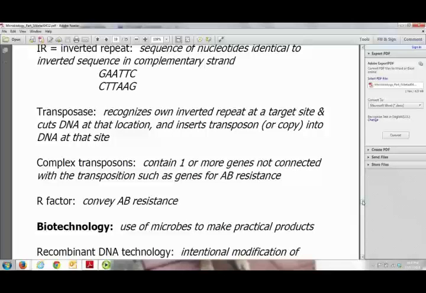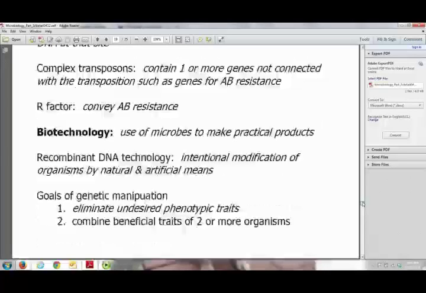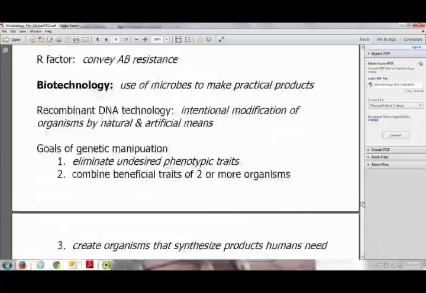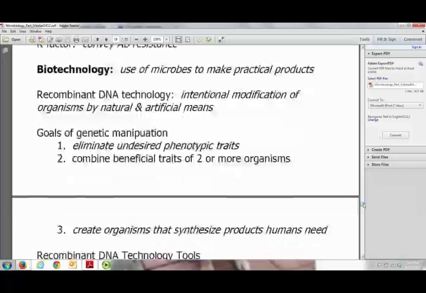With complex transposons, these are going to contain one or more genes that are not connected with transposition, such as genes for antibiotic resistance. R factor is going to convey antibiotic resistance. So biotechnology is the use of microbes to make practical products. And generally these products are made for human purposes. We're not real big on making them to help non-human things as much.